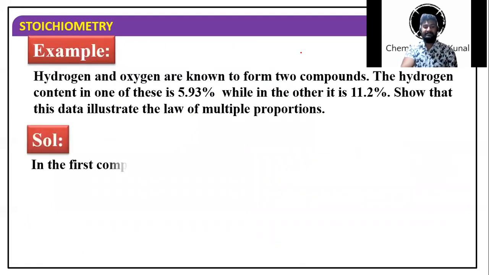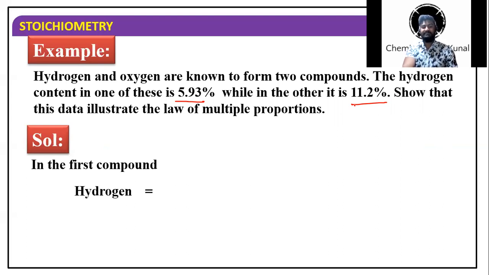So we can see that there's an example given. Hydrogen and oxygen are combining to form two products. The hydrogen content in one of these is this much, while in the other one it is 11.2. So that illustrates multiple proportion. How do we do it? They're saying hydrogen and oxygen are known to form two compounds. Hydrogen content in one of these is 5.93, in the other one it is 11.2. Then how can we demonstrate the law of multiple proportion?